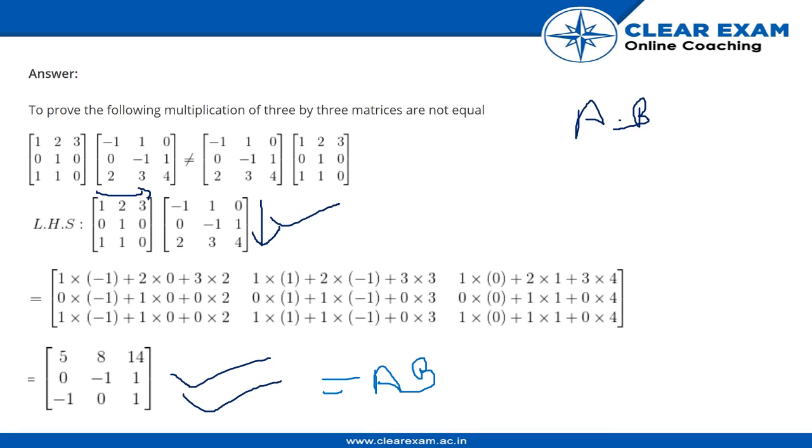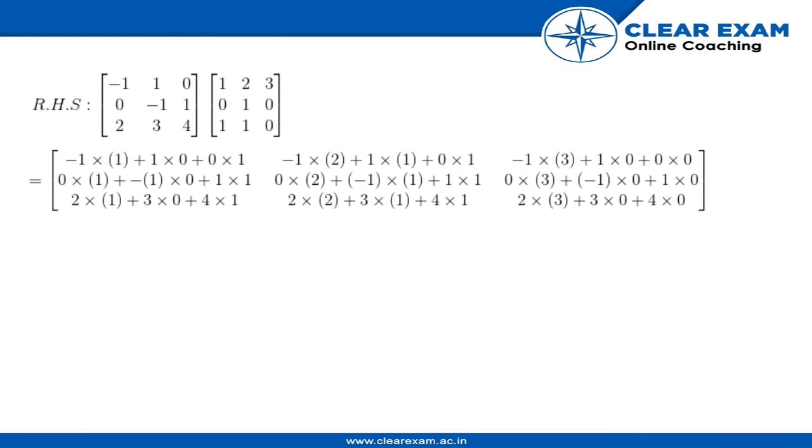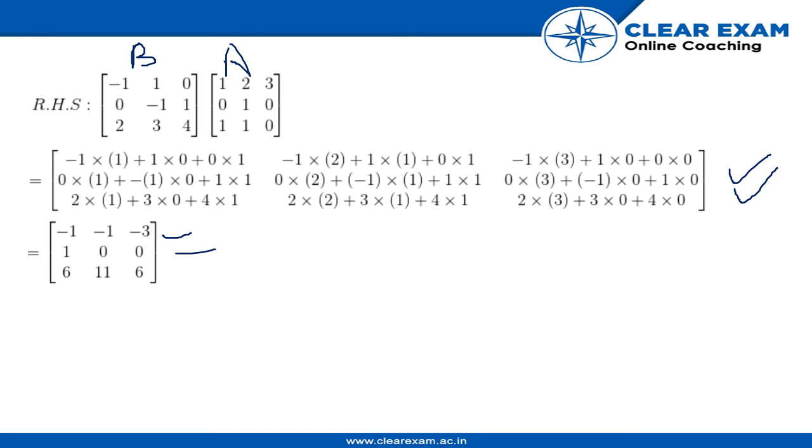Now moving to the next slide, we have our RHS. This was B, this is A, and we have to find BA. Again we multiply both the matrices and simplify the expressions, and we get our RHS as this. This is equal to BA.